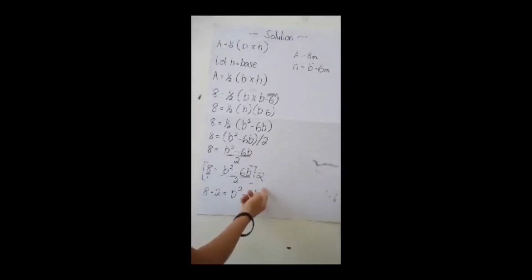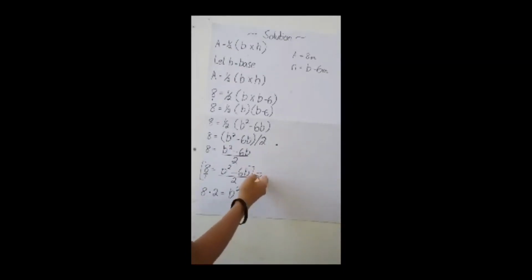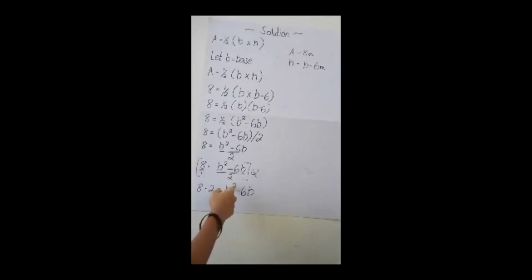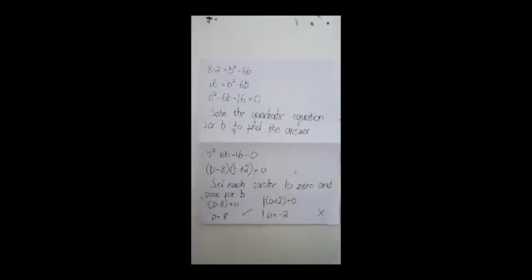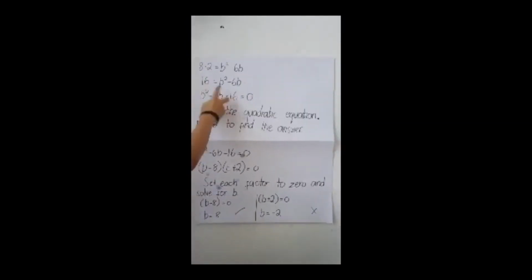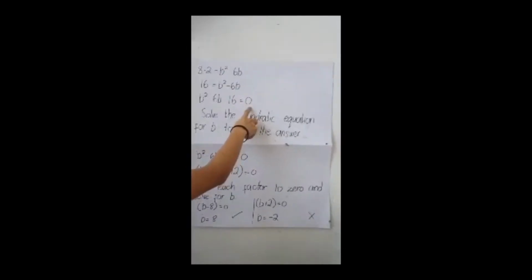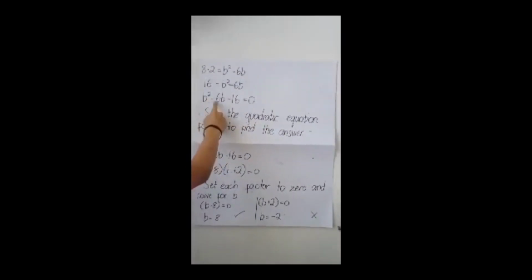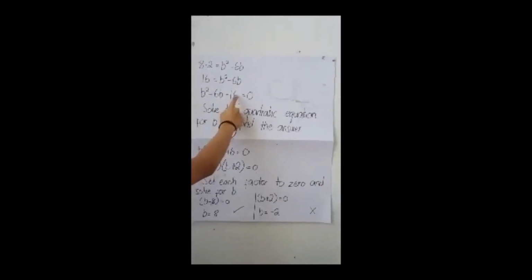which is 2. 2 divided by 1 equals 8 times 2. 2 divided by 2 equals B squared minus 6B. 8 times 2 equals 16. 16 equals B squared minus 6B. So now, we need to transpose 16 there so that we can get 0. So now, B squared minus 6B minus 16 equals 0.